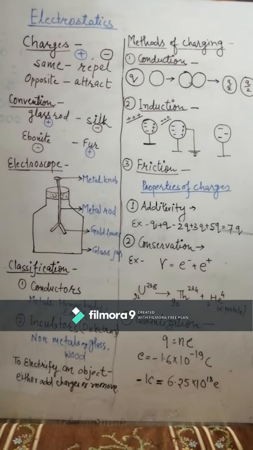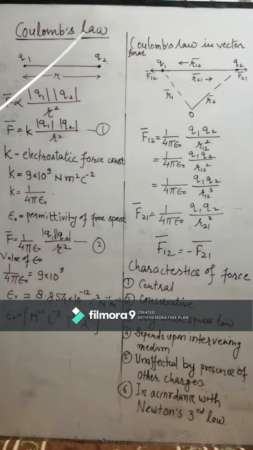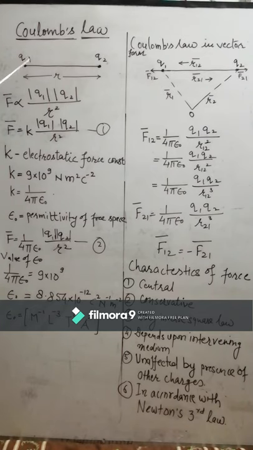Now we will study the forces due to these charges, or how they act when some field is applied. Later on we will study about them. Coulomb's law is a quantitative statement of forces between two point charges. If the distance between two charged objects is very large in comparison to their size, these objects can be considered as point charges. Coulomb's law states that the force of interaction between two charges is directly proportional to the product of the magnitudes of those two charges, and inversely proportional to the square of the distance between them.